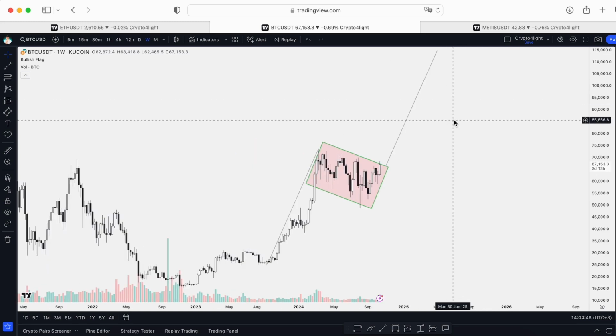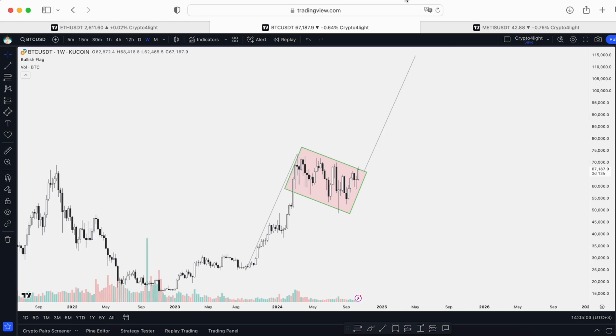So guys, it's just the technical side of these patterns. I highly recommend you go and check the more technical side about the patterns on Investopedia. It's a totally free source.